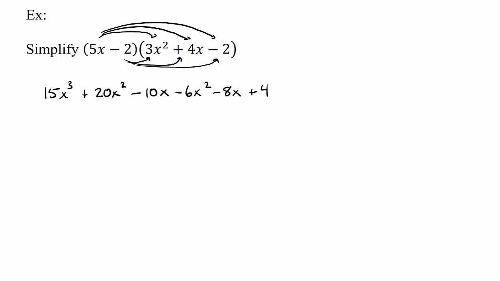I'm now going to scan to see if I have any like terms. And I do have a few pairs. I have some x squared terms, and I have some terms of x. So combining these like terms, there is nothing to combine with the x to the power of 3. 20x squared take away 6x squared is 14 of those x squareds. Negative 10x minus 8x is a negative 18x. And then finally, the 4 has nothing to combine with.